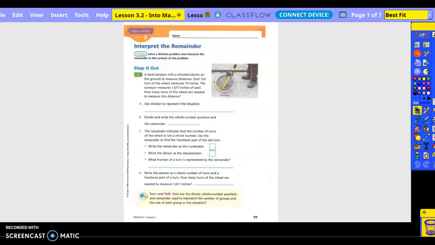Welcome to Math Lesson 3.2. Interpret the remainder. I can solve a division problem and interpret the remainder in the context of the problem.